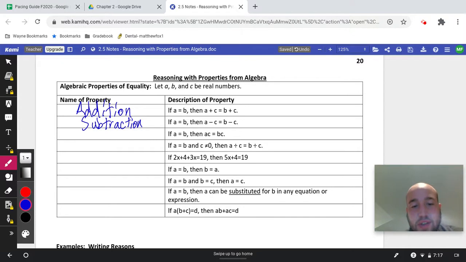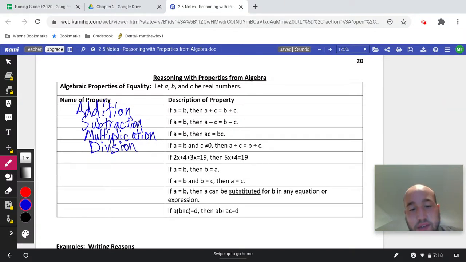And as many of you could probably guess, on the next one, if A equals B, then AC equals BC. They're not adding or subtracting, they are right beside it, so that is multiplication or multiplying. And then our final one here, if A equals B and C is not 0, then A divided by C equals B divided by C. The reason we can't have C be 0, you can't divide by 0, that's error undefined, we can't do that. Okay, so this is our division property, as long as C is not 0.